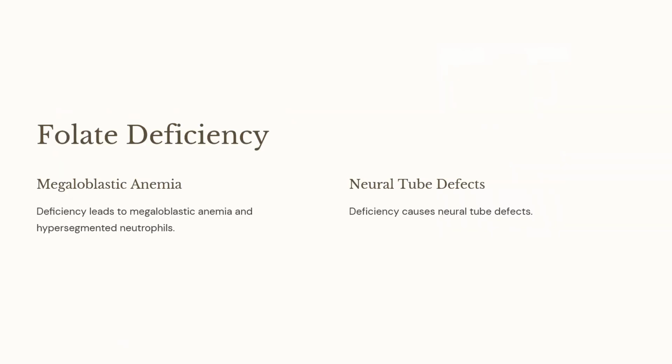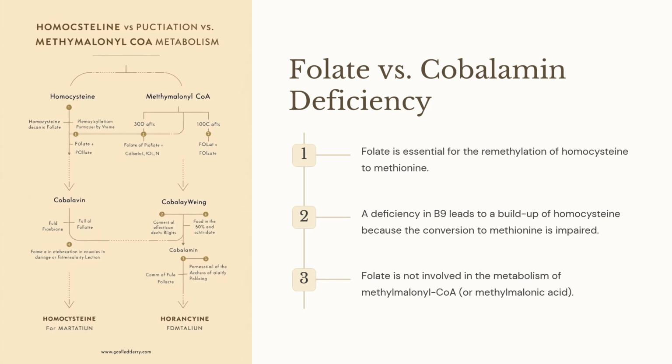So in case we have a folate deficiency, they will be presenting with megaloblastic anemia, where they will be having hypersegmented neutrophils. And if the mother was suffering from folic acid deficiency, the child can present with neural tube defects.